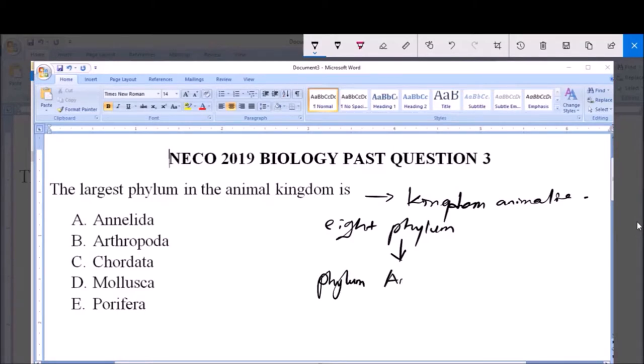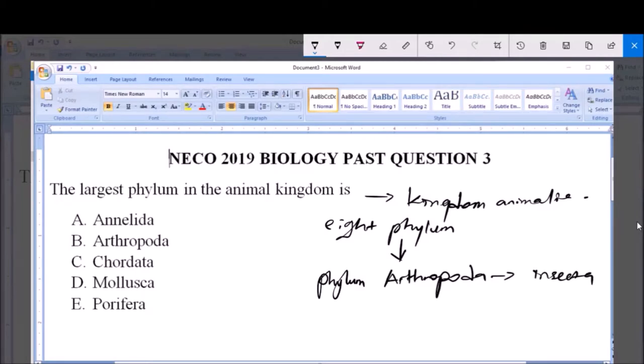Arthropoda. You know, the Annelida is for the earthworm. So, the phylum Arthropoda is the largest phylum in the animal kingdom. And this is because the phylum Arthropoda is composed of the insects, the class Insecta.